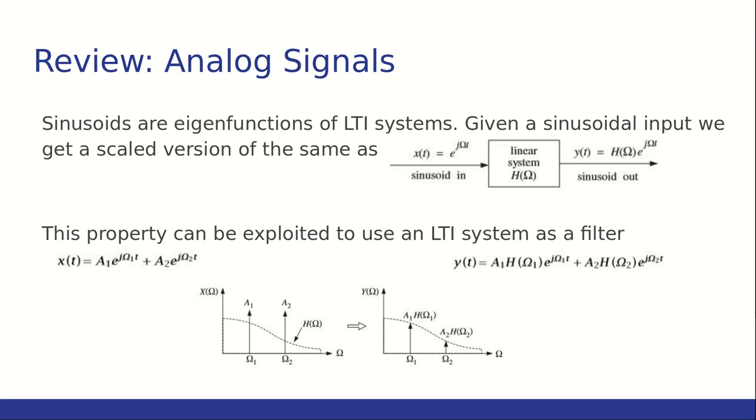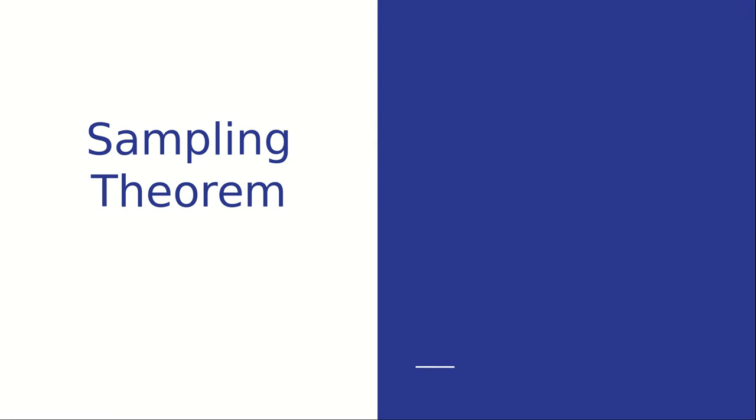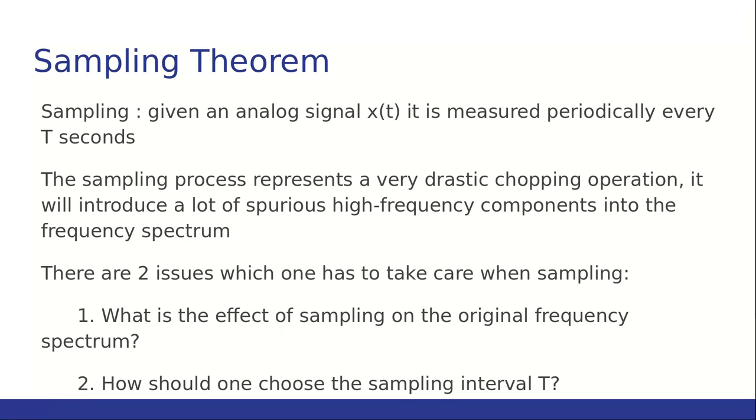Now let's move on and get started with the sampling theorem. Sampling is a process in which a given analog signal x of t is measured periodically every T seconds. This process represents a very drastic operation of chopping, and thus introduces a lot of spurious high frequency components into the frequency spectrum of the sampled signal.